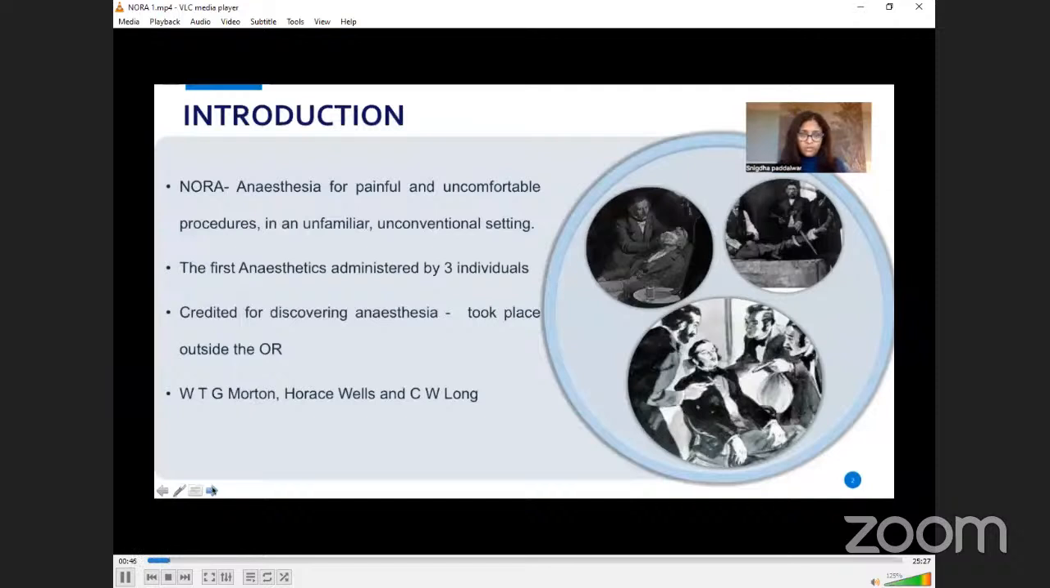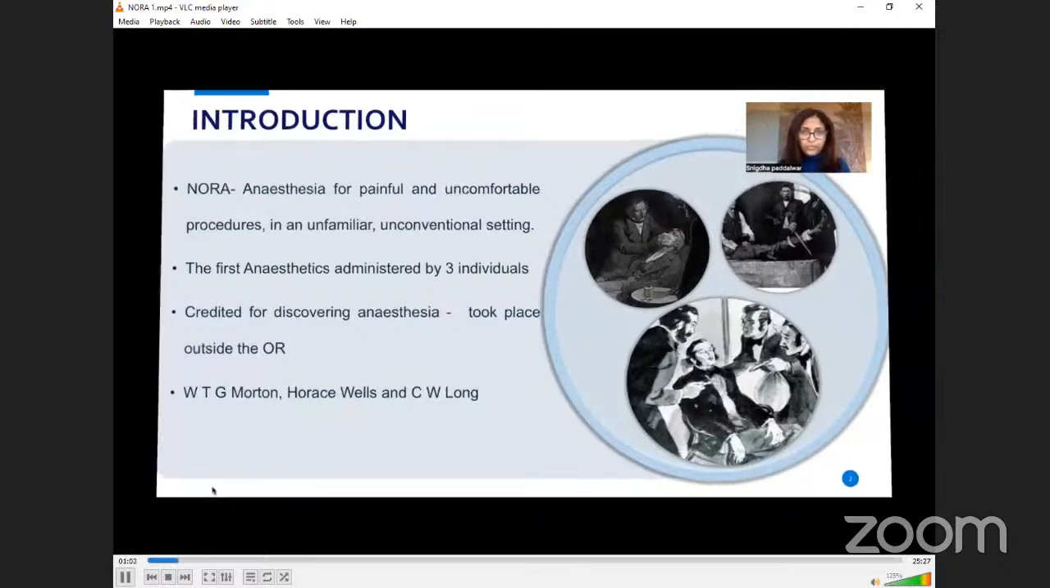If you take a look at the historical aspects, there's a very interesting fact that the three anesthetists who were credited for discovering anesthesia, W.T.G. Morton, Horace Wells, and C.W. Long, provided their first anesthetics in a non-operating room setting, in a dental suite or a home.